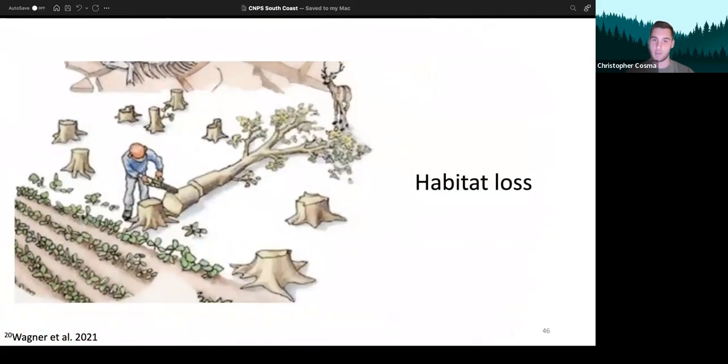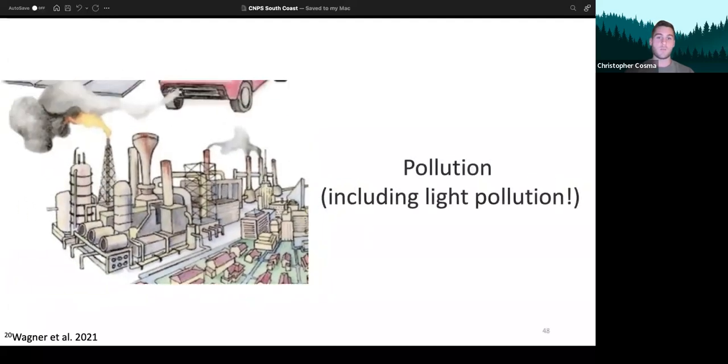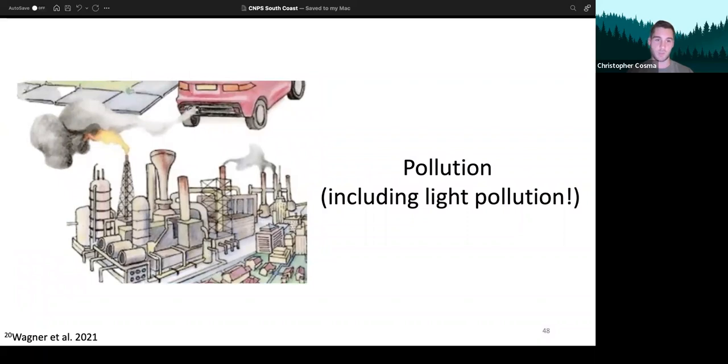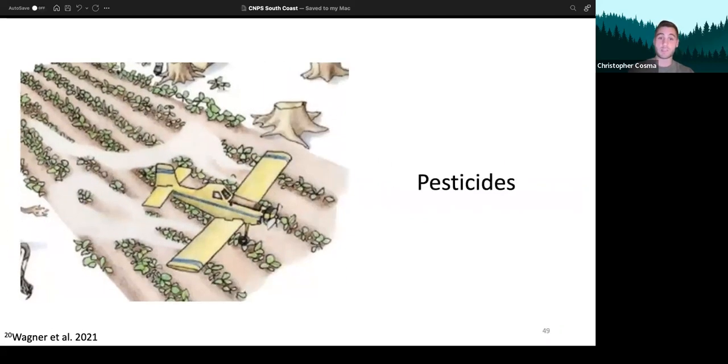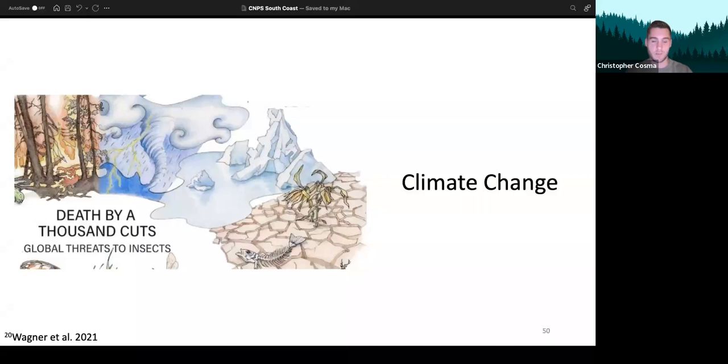And those include things like habitat loss. So we're destroying our native habitats in a lot of different ways. Introduced species and invasive species are also affecting our native insects and the plants that they rely on. We have pollution in its various forms, including light pollution. So that's one that you may have heard about recently. Light pollution is bad for all sorts of organisms, but especially nocturnal ones like moths that are attracted to lights. We have things like pesticide use. So spraying insecticides and herbicides in our agricultural fields, but even at our homes. And then, of course, we have climate change. So a lot of my research focuses on the effects of climate change. And climate change encompasses all sorts of negative effects on species, ranging from increased intensity and frequency of forest fires to decreased precipitation and hotter conditions as well.